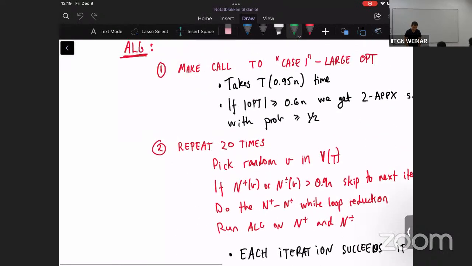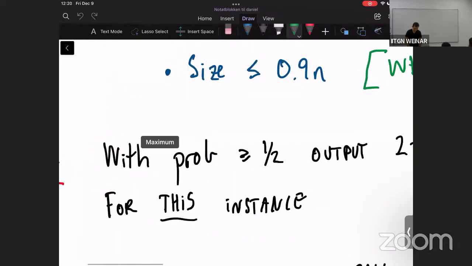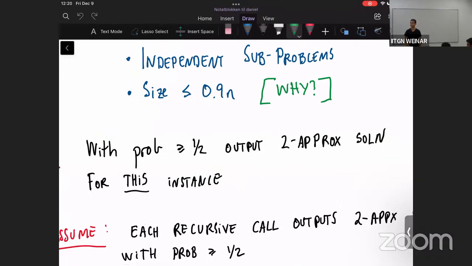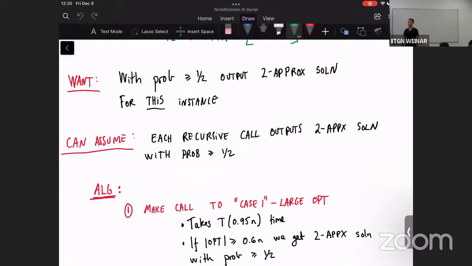So now the only thing we're interested in is, can we actually prove that with probability 1/2, the algorithm outputs a 2 approximate solution, assuming that all of the recursive calls do with probability 1/2? So now whenever I make a recursive call, what I can assume is that with probability 1/2, that recursive call returned a 2 approximate solution to that instance. Okay, great. That's why we do the 20.